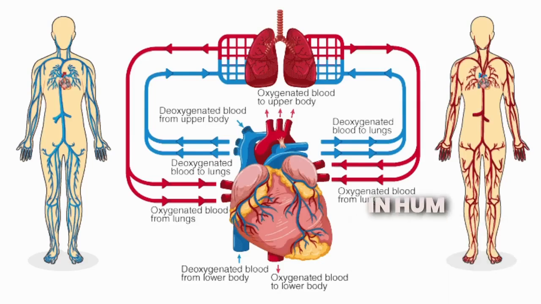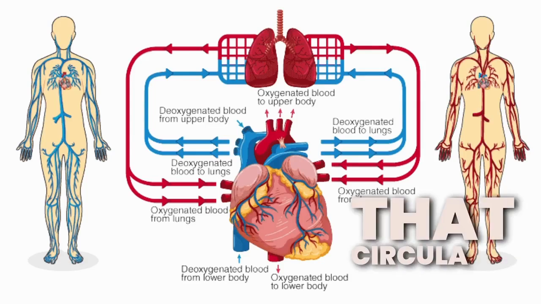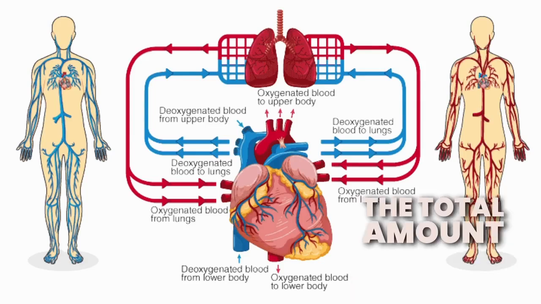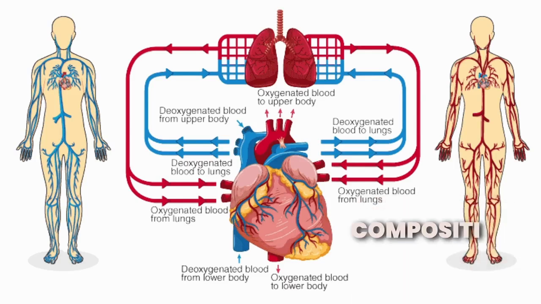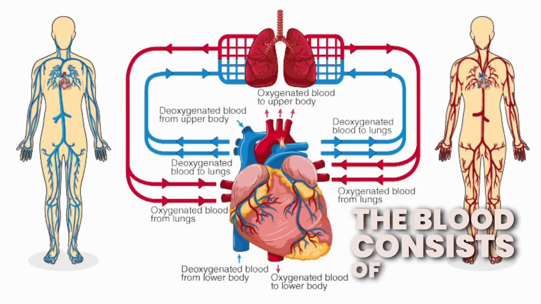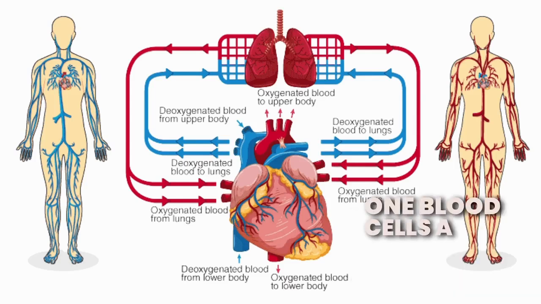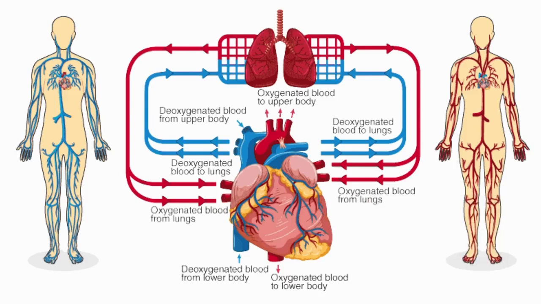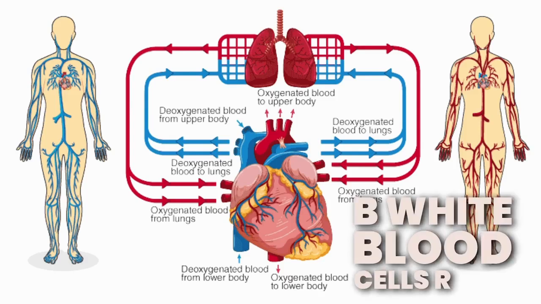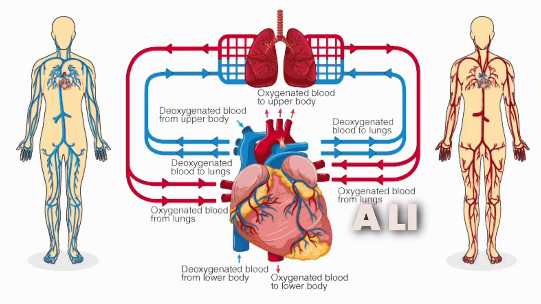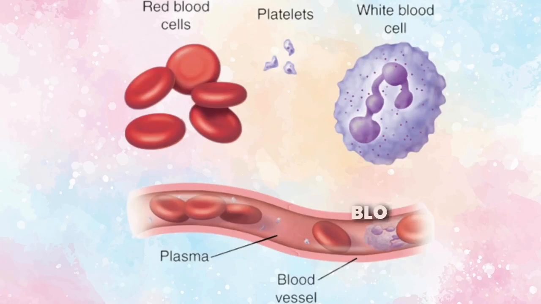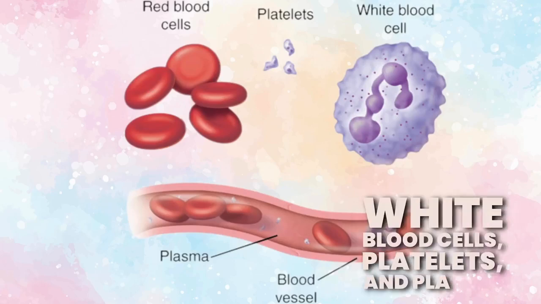Circulatory system in humans. 1. Blood. Blood is a liquid connective tissue that circulates in our body. The total amount of blood in an adult human is 5 liters. 2. Composition of blood. The blood consists of 2 parts. 1. Blood cells: A. Red blood cells, RBCs, B. White blood cells, WBCs, C. Blood platelets. 2. Blood plasma: A. Liquid part. Blood consists of red blood cells, white blood cells, platelets, and plasma.